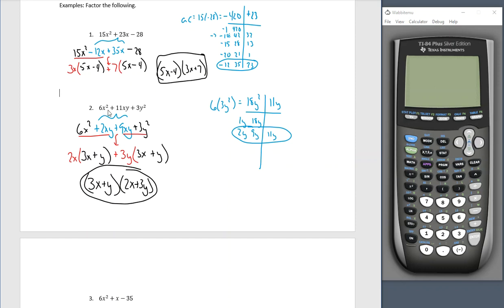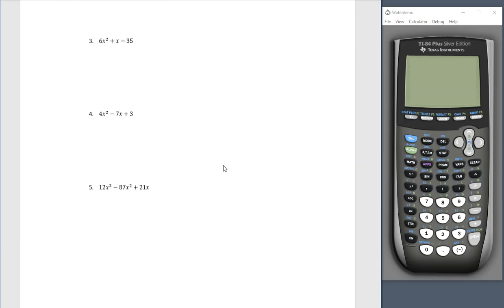And I didn't look for a greatest common factor first, but that's because once I saw that 11, I pretty much knew it wasn't going to happen, but I should have said something. I should have reminded you to do that as well.